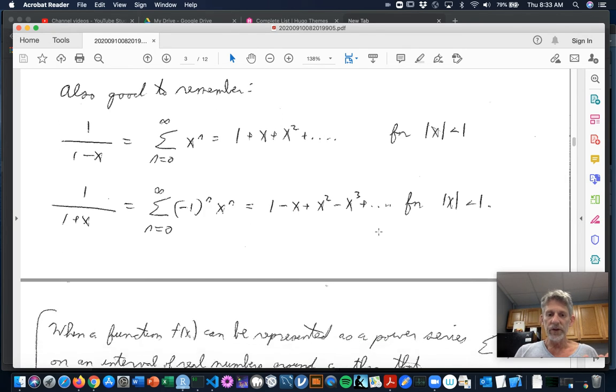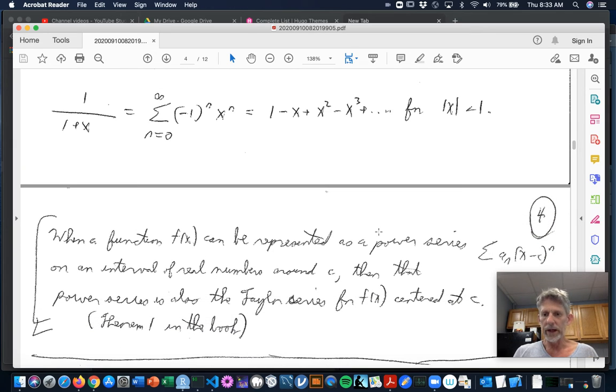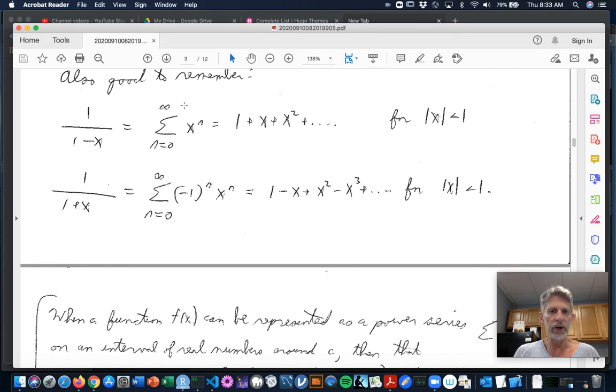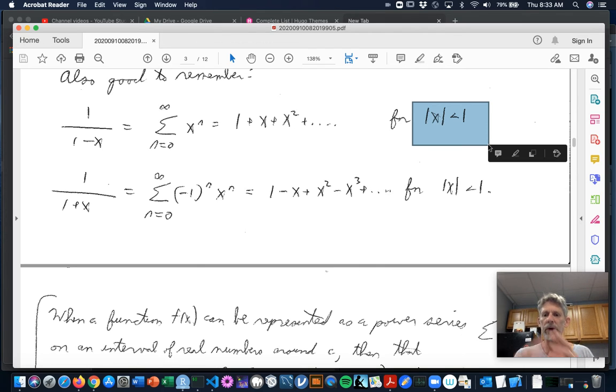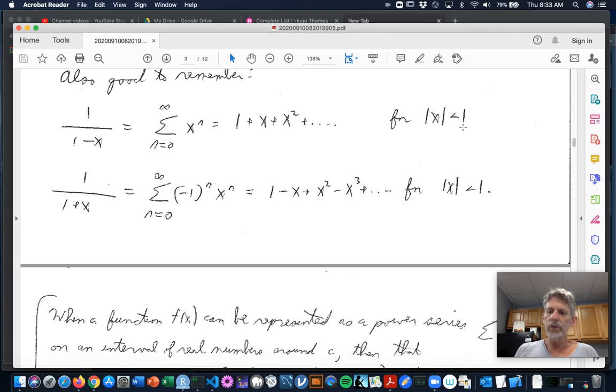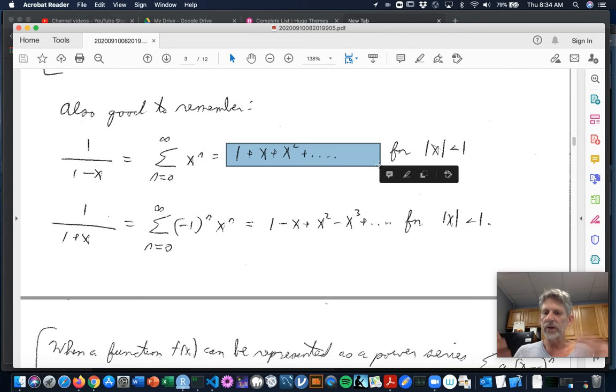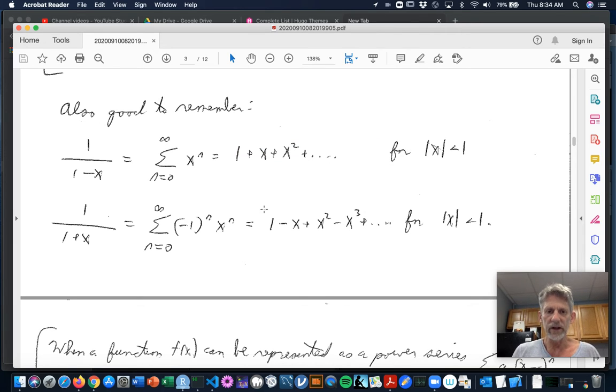And I should say, and the book points this out in Theorem 1 in the textbook, that however you can get a function to be represented as a power series, if you can get it represented as a power series for some range of x's around the center of that power series, then you know that that power series would also be the Taylor series for the function. So like here, the center of this power series is 0, x minus 0 to the n. So this is actually the MacLaurin series for 1 over 1 minus x. And this is the MacLaurin series for 1 over 1 plus x.